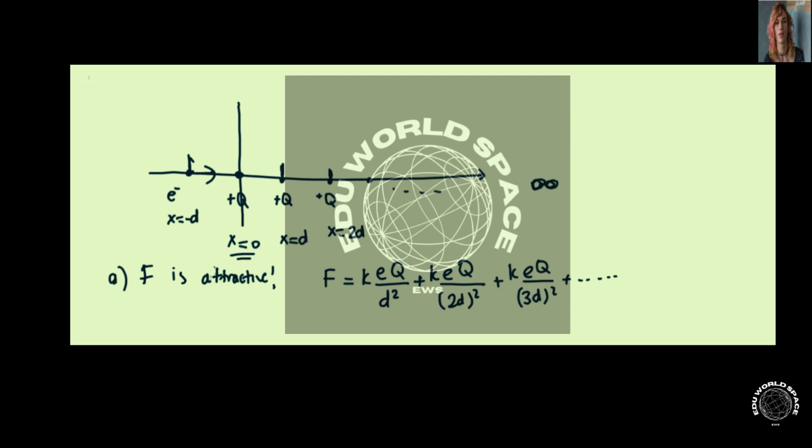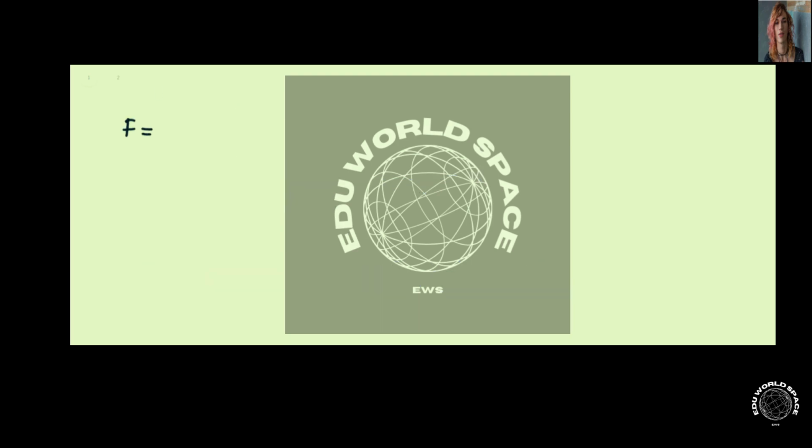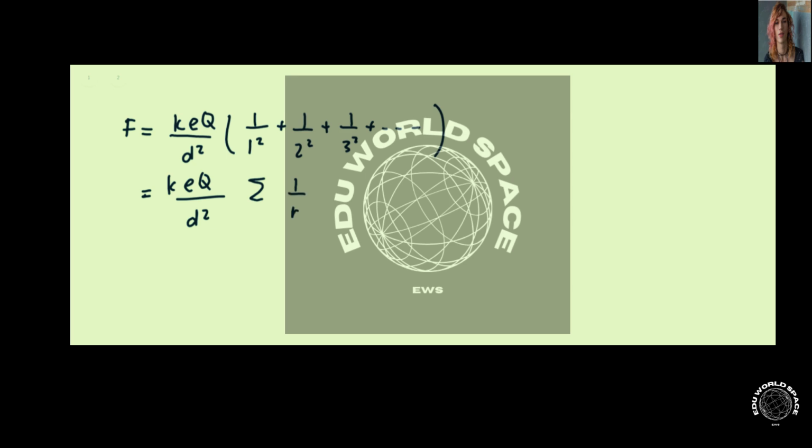So then the force that we have is basically KeQ over d squared, times 1 over 1 squared plus 1 over 2 squared plus 1 over 3 squared, and so on, to infinity. So this is like an infinite summation. And as you can see in the hint of the problem that is given to us, this looks like 1 over n squared, starting from 1 and going to infinity. This value is given to us as pi squared over 6. So then the force is going to be equal to KeQ pi squared over 6d squared for this case.